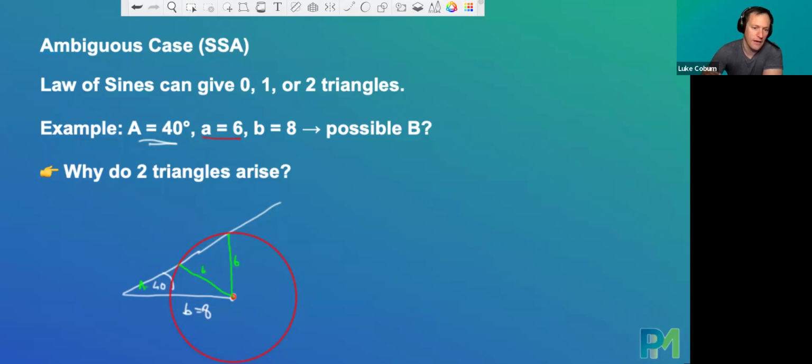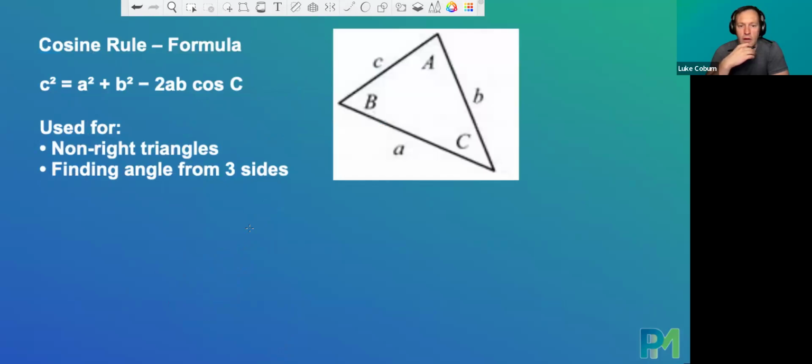So we would get, in this smaller triangle, we have that angle, and we have this angle, and we have this side, and they are all different to that side, that angle, and this angle. Okay. So we have two different triangles arise for that reason. Okay, so now using the cosine rule.